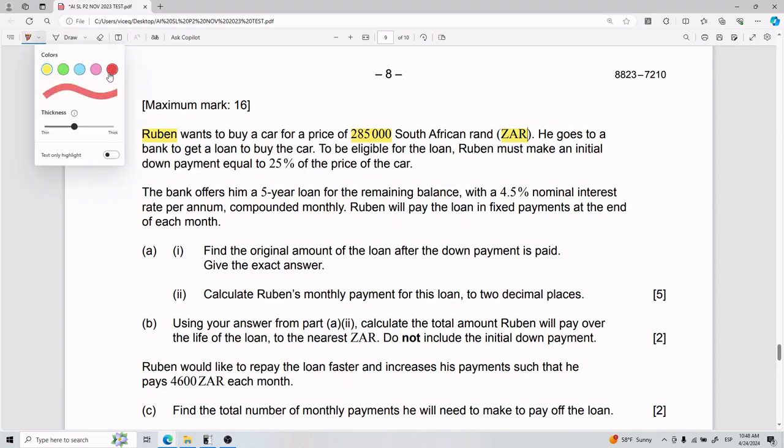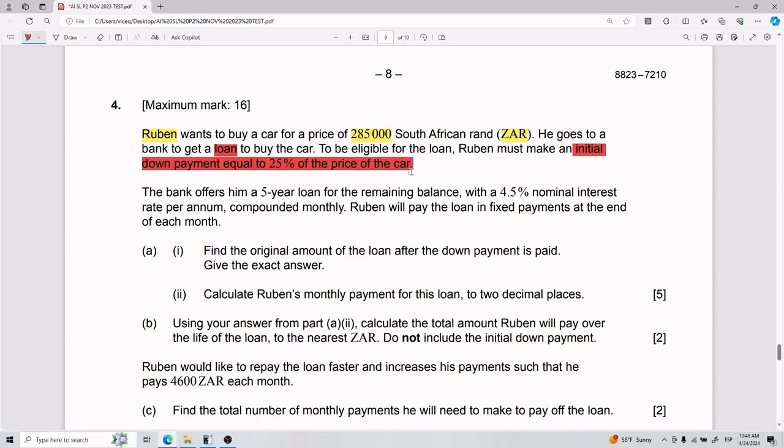Okay, this is very important language here. To get a loan to buy a car. To be eligible for the loan, in other words, for the bank to say, yeah, sure, Ruben must make an initial down payment equal to 25% of the price of the car. All right, guys, this is a classic. Happens in real life all the time.